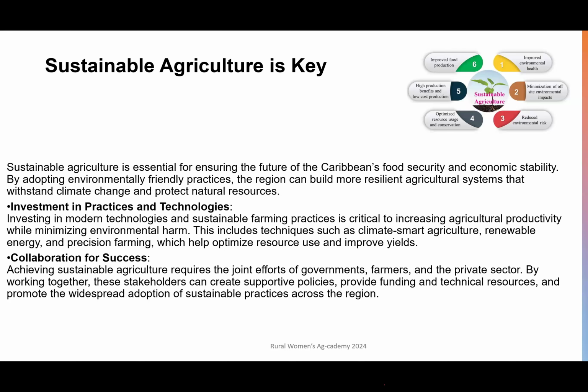So in wrapping up, sustainable agriculture is essential for ensuring the future of Caribbean food security and economic stability, right? So we must adopt environmentally friendly practices in the region so we can build a more resilient agriculture system, right? You must invest in these practices. After you start, it may seem hard at first, but once you practice, it becomes easy, right? Even investing in some of the technologies, such as your agri-tower or your Dutch bucket system or your hydroponic system or aquaponic system, they will pay for themselves, right?